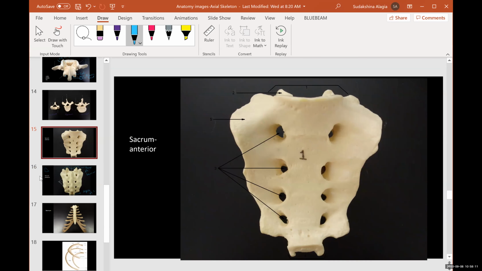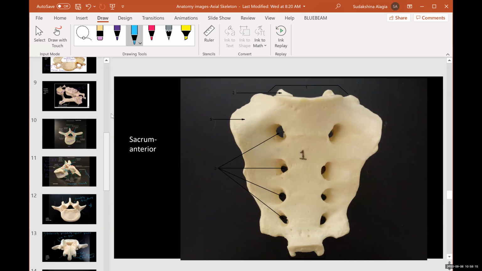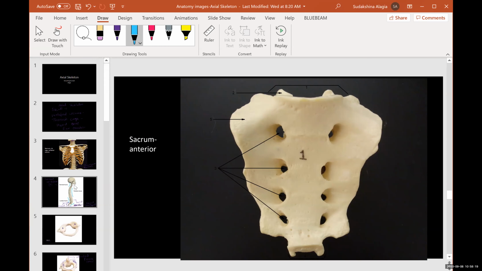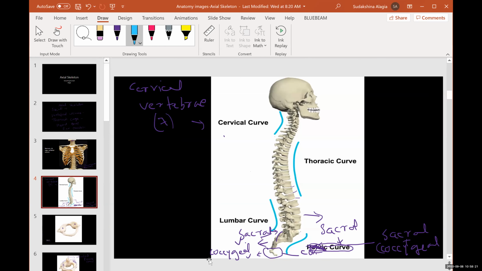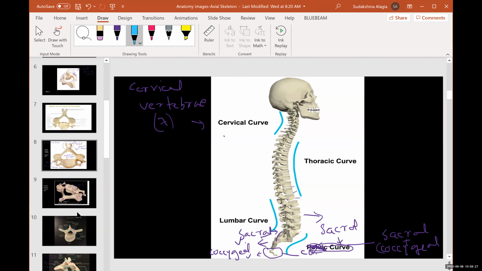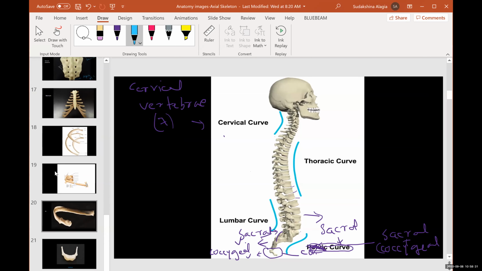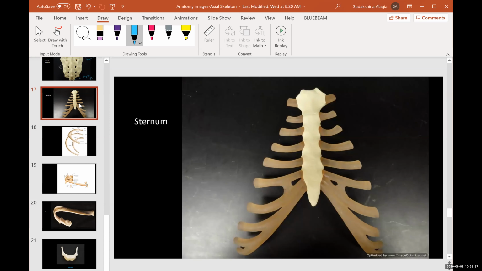I could not find a picture of, well, or maybe I didn't look hard enough, of coccygeal vertebra alone, but coccygeal vertebra is basically the last three vertebrae fused together. So I won't worry too much about the coccygeal. Did we get that? Vertebral column.